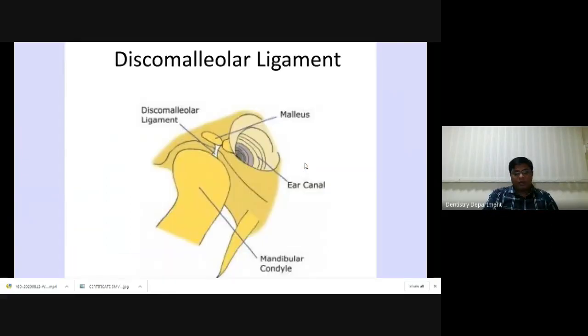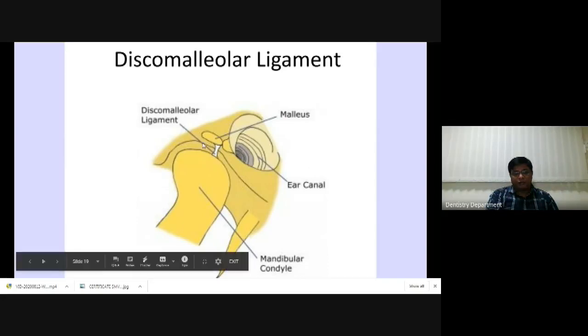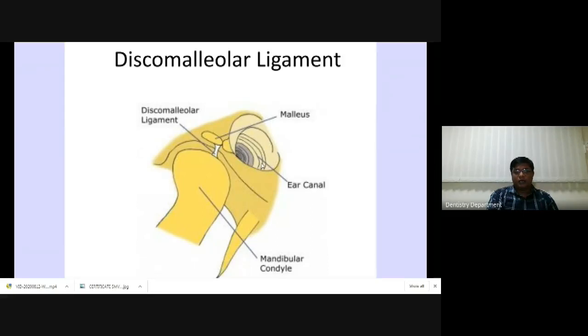So coming to one more ligament, its existence is a little bit controversial, but recent studies have said that it is there. They call it the discomalleolar ligament. It attaches the TMJ capsule to the malleus. The malleus is a bone present in the middle ear. So there is a small triangular-shaped ligament which is attached.